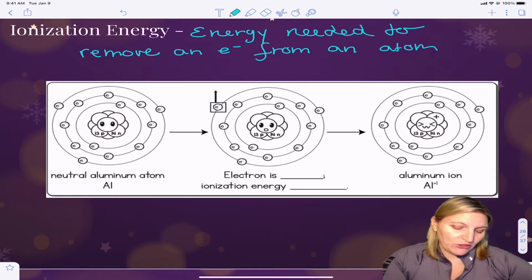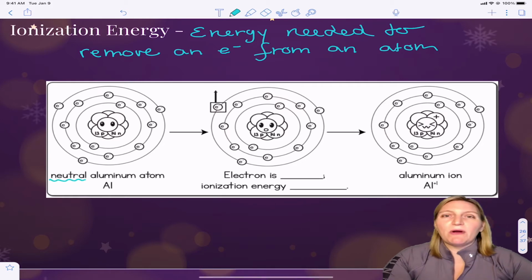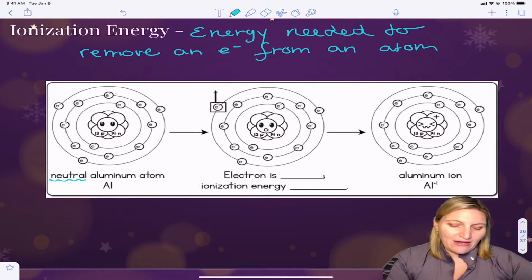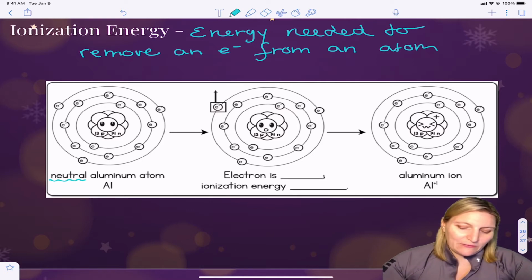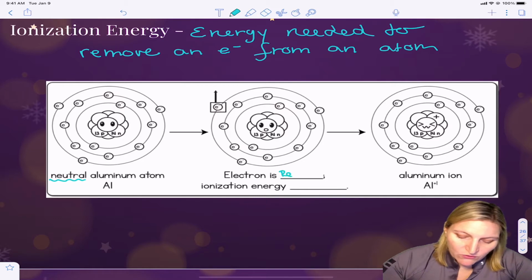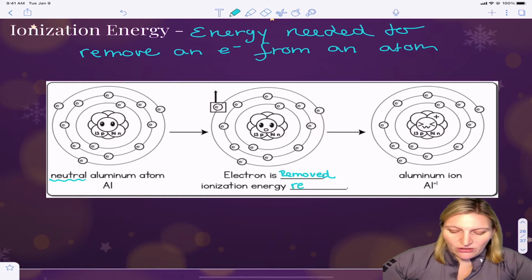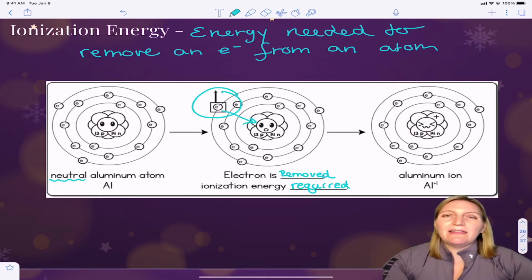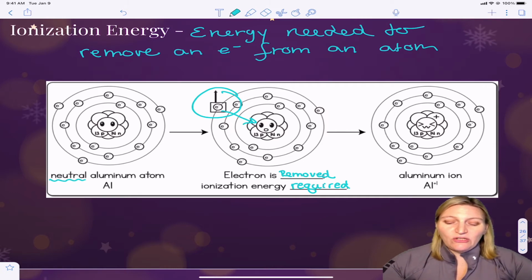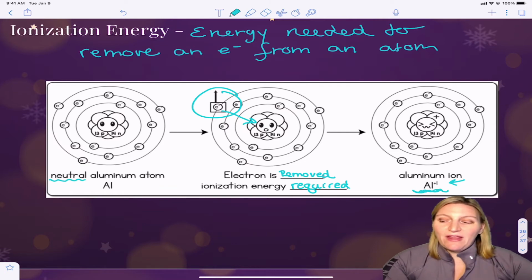You can see this picture right here. We have an aluminum atom. It's neutral because there's the same number of protons as electrons. Then ionization energy is added. An electron is removed. Therefore, ionization energy is required. This electron is attracted to that nucleus. So in order to remove the electron, I need to add that energy. And now you can see we have an aluminum ion. Its charge is 1+ because it has one more proton than electron.